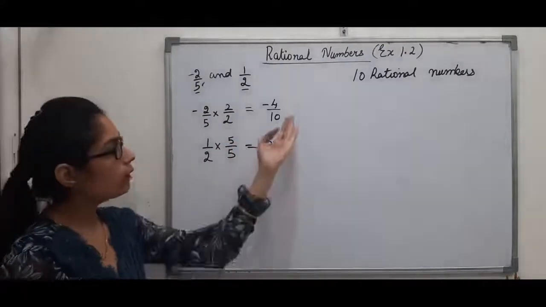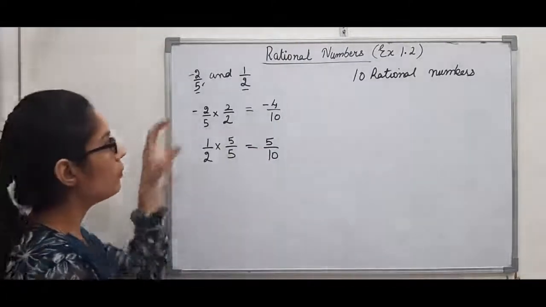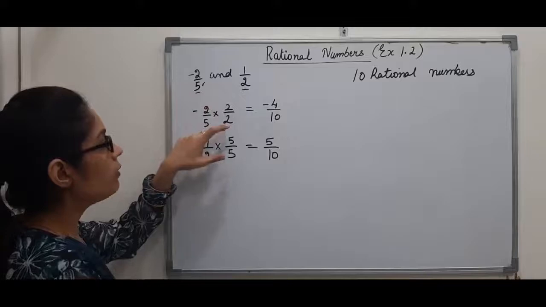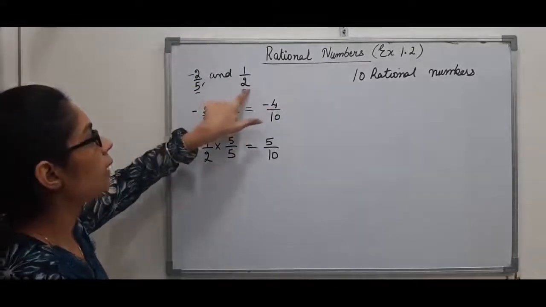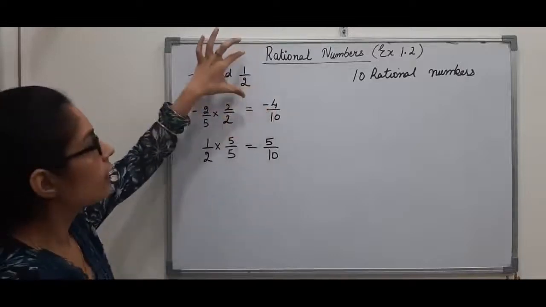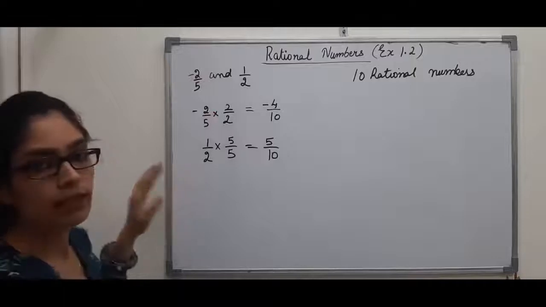Can you see now, the denominator of both the numbers has become equal. The only thing you have to remember: multiply and divide the first number with the denominator of the second number. This is my first number, so I multiply and divide with this. In the case of this one, I multiply and divide with the denominator of the first number. So I have done it here.